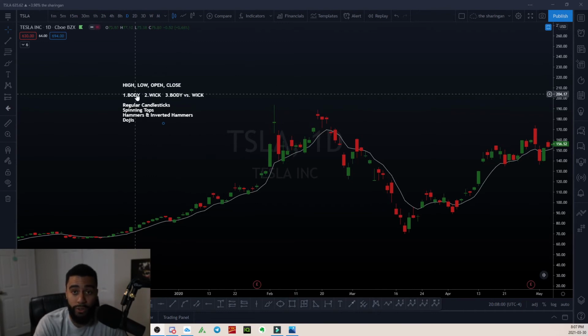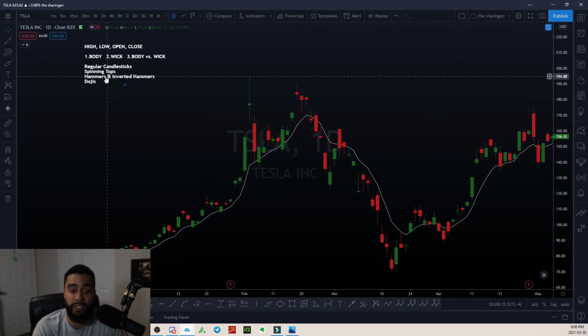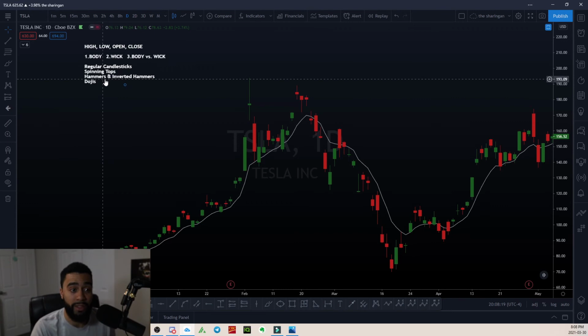What you want to do to understand it is compare the body and the wick together, and see what size is the body and what size are the wicks. Once you piece those together, these are the four basic candlesticks. There's a bunch of different variations of them, but there's the regular, the spinning top, the hammer, the inverted hammer, and then the dojis, right? So let's get into it.